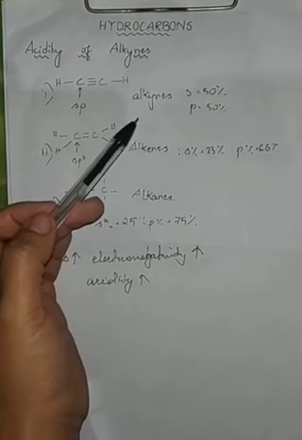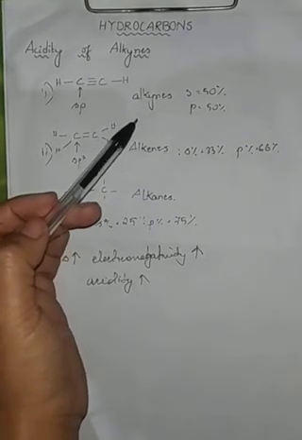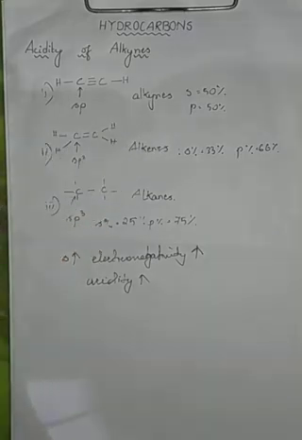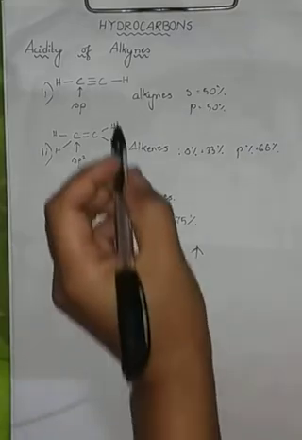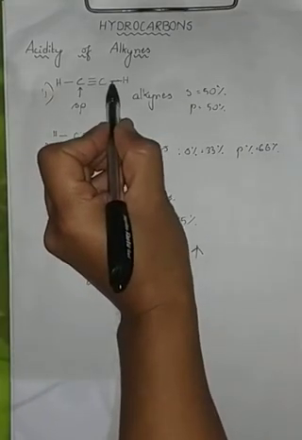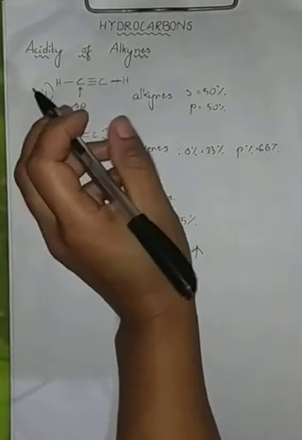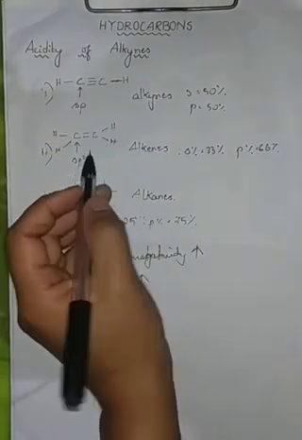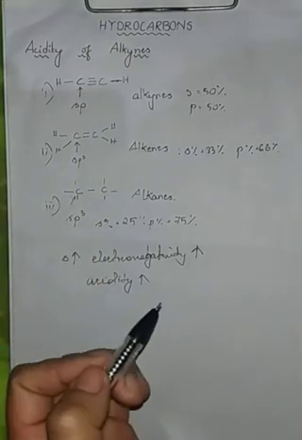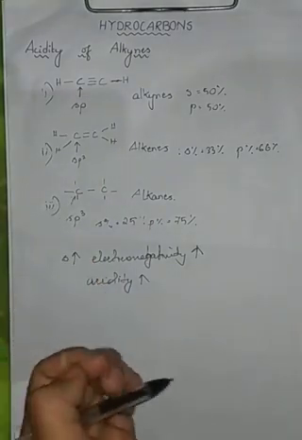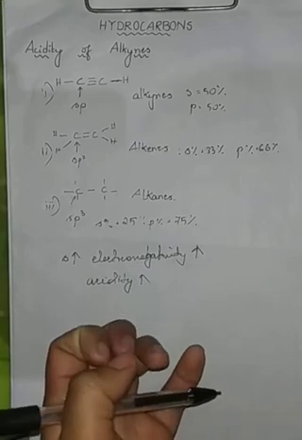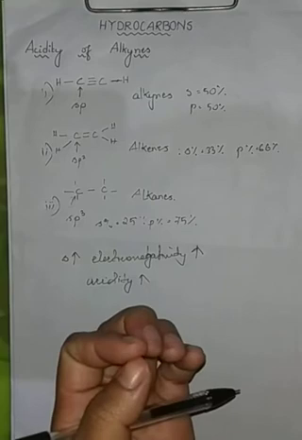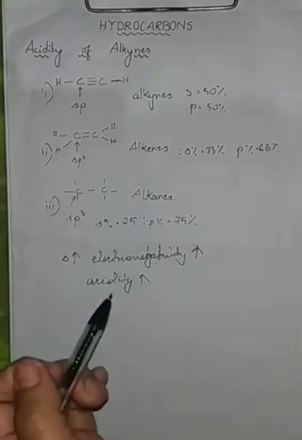Now the s orbital, we know, is nearer to the nucleus. Therefore the electron pair of the bond will be more attracted towards the nucleus, and so orbitals having more S character are attracted more towards the nucleus, showing higher electronegativity. When S character increases, electronegativity increases, thereby resulting in an increase in the acidity of the molecule.